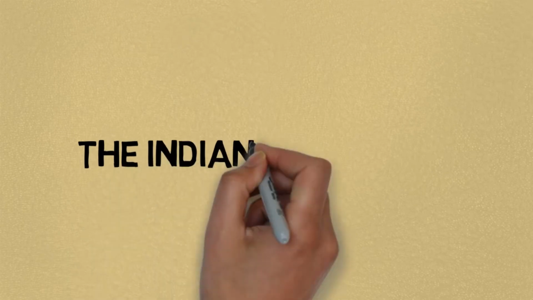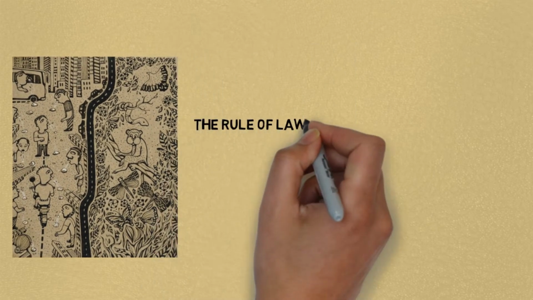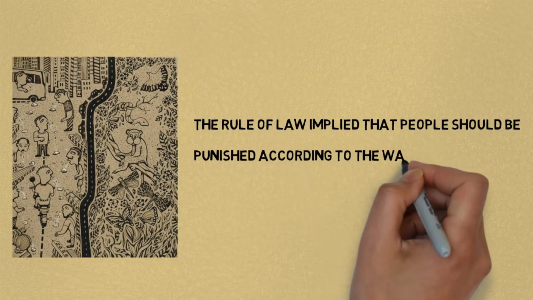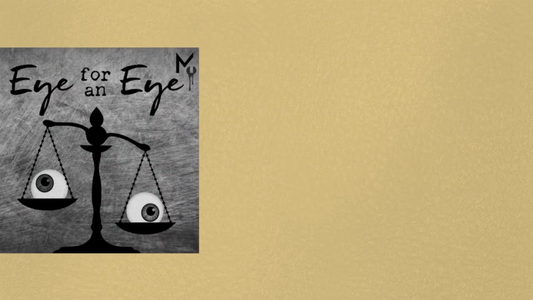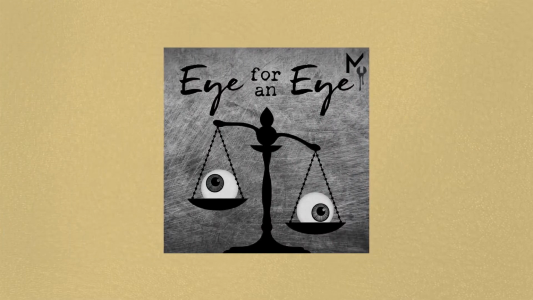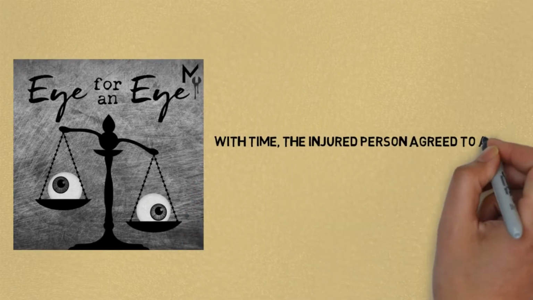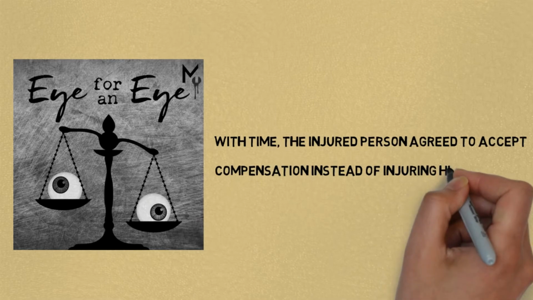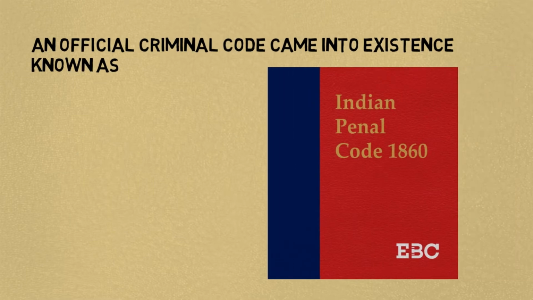In this video, I will be talking about the Indian Penal Code. In an uncivilized society, the rule of law implied that people should be punished according to the way in which they offended or the amount of harm caused. For example, a tooth for a tooth, an eye for an eye, and a life for a life. With time, the injured person agreed to accept compensation instead of injuring his rival. An official criminal code came into existence known as the Indian Penal Code.